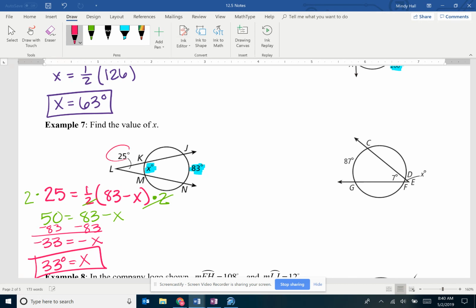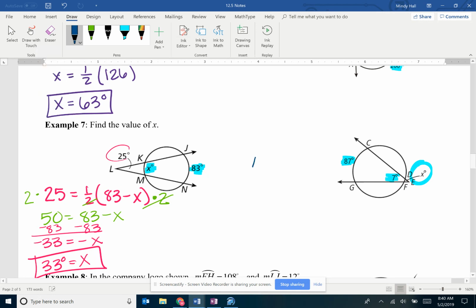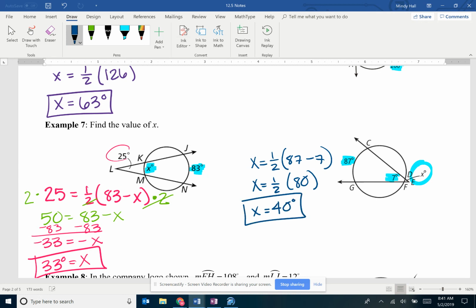So for number 7, same idea. We are looking at our arc measurements are 87 and 7, and we have this x out here by itself. So it's going to be like example 6. So we would have x equals 1/2 big arc minus baby arc. So that gives us 1/2 of 80. So x is 40 degrees.